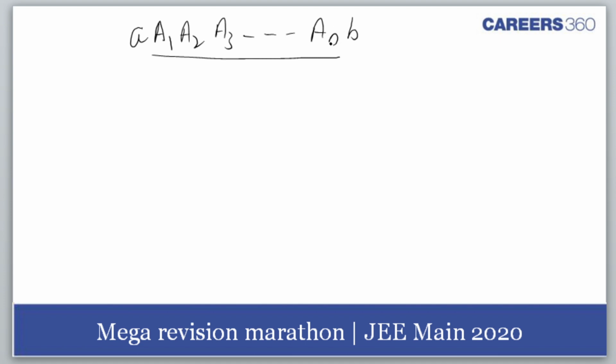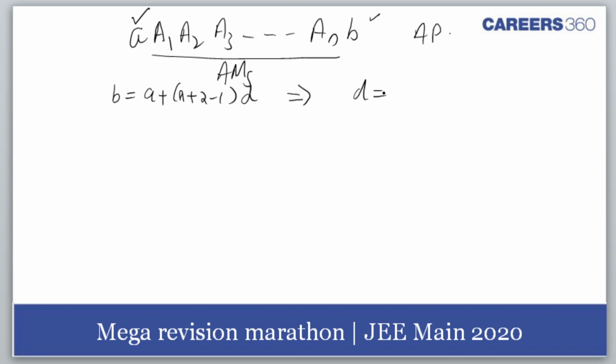A1 to An, these are the arithmetic means. It means that after insertion of these numbers between the given numbers, this should become an AP. Am I right? So B is the n plus 2th term of the sequence. Let's say D is the common difference. So B equals A plus (n plus 2 minus 1) D. This implies D is (B minus A) upon (n plus 1). This common difference you should remember always. D is equal to (B minus A) upon (n plus 1).